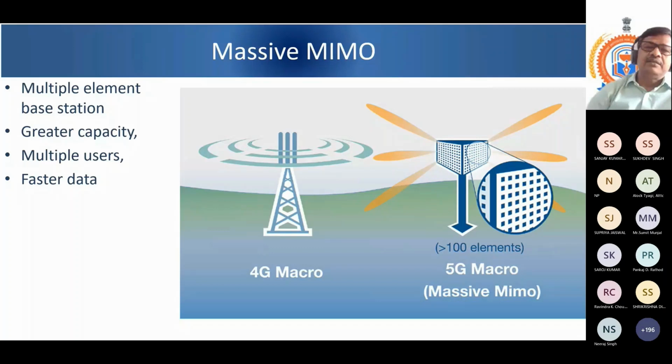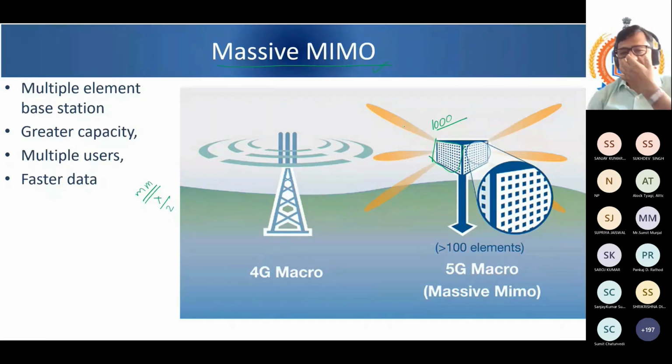Very right. So as we discussed, 5G also supports very high frequency. That means your wavelength will be in millimeters. So if you consider theoretically lambda by 2 size, your antenna size will also be in millimeters. So that means in a small form factor of a panel like this, you can have thousands of antennas, more than 100 antennas or 1000 antennas. So you are able to pack a very huge number of antennas in a small panel, and that's why the name is massive MIMO. So you'll have multiple users, greater capacity, and faster data.